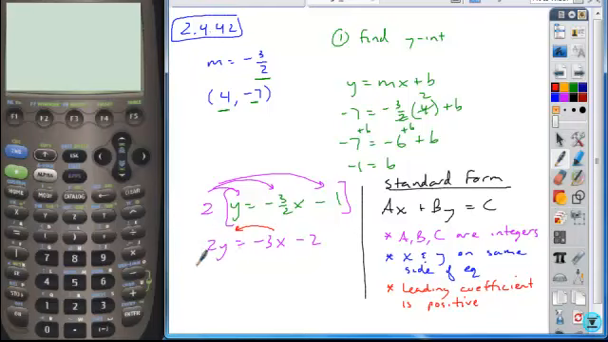I'm going to move my x term over, right? So it becomes a 3x and a plus a 2y, and then that -2 is going to stay on that side. So now all of those conditions are met. The x and y terms are together on one side with no fractions or decimals. The constants on the other side. The x has a positive leading coefficient, and so this is the standard form.